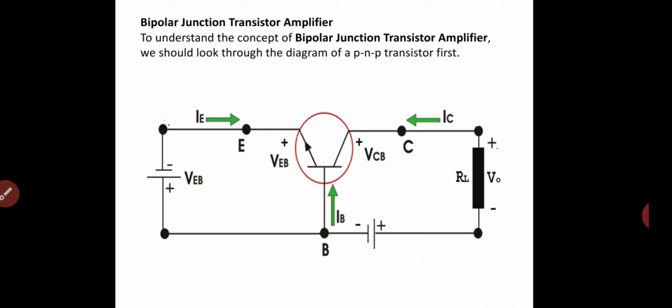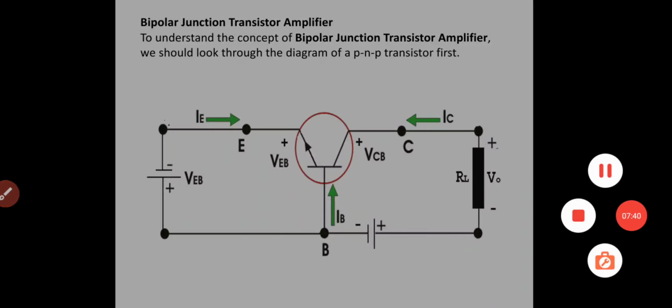So the emitter emits the charge, N type, then the charge flows from the emitter to the collector, but since the charge is N type, the direction of current is opposite. Charge flows from the emitter to the collector.